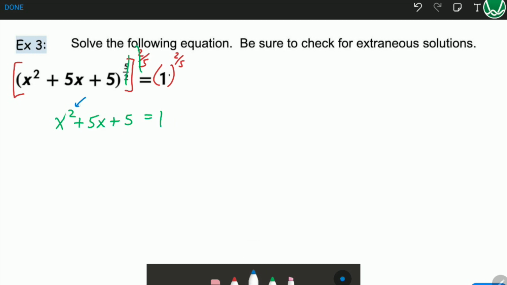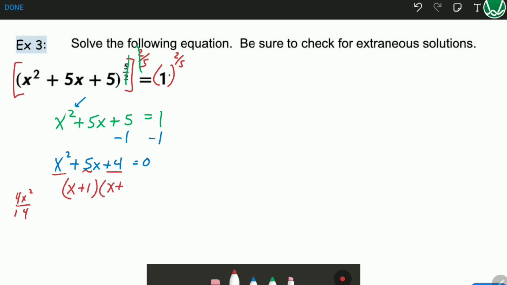This is a quadratic because of the squaring, so we'll move everything to one side, and then I'll probably try to factor. So we'll subtract 1 from both sides, giving me x squared plus 5x plus 4 equal to 0. We could go through and try to factor this. Most likely it is factorable if it has a solution. So multiplying first and last, we get 4x squared. The combination of factors that will add up to my middle term is 1 and 4. Since there is no leading coefficient, we can jump straight to the factors of x plus 1 and x plus 4.